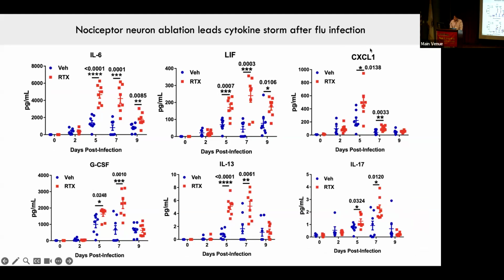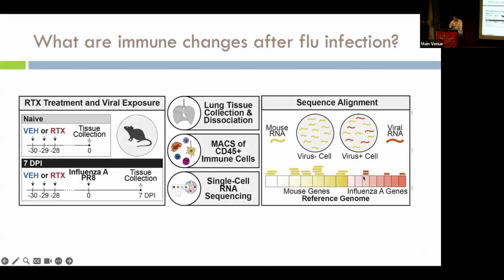IL-6, CXCL1, which is actually a key neutrophil chemokine, goes up, and GCSF, which also stimulates neutrophils and myeloid cells, but also things like IL-13 and IL-17, which are characteristic of other types of inflammation. So it seems like just uncontrolled immune response and also cytokine production.